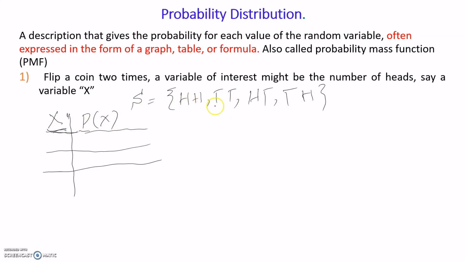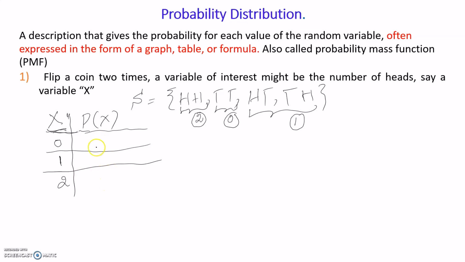This is the situation where my random variable will have no heads. It's a 0. These are the two situations in which my random variable will have exactly one head. 0, 1, and this is the only situation in which my random variable will have exactly two heads. So these are all possible values. I can have 0 heads, 1 head, or 2 heads.